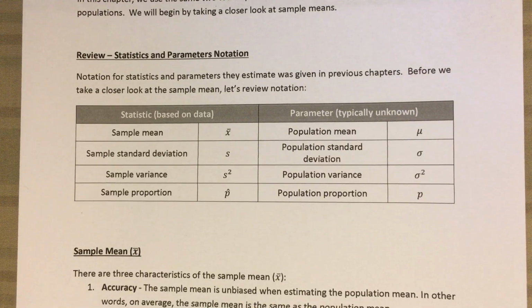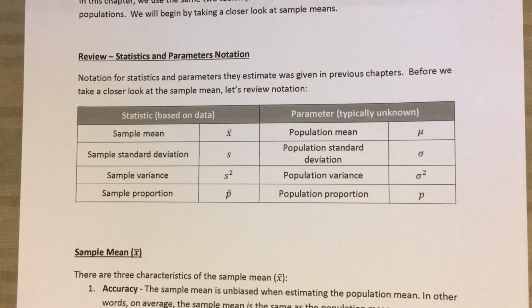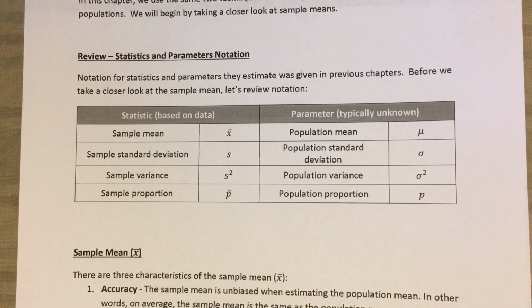Okay. Just to review, in this table we have pretty much all of our different notation that we've looked at throughout the semester. In Chapter 7 and Chapter 8 we were focusing on the last row of this table, our sample and population proportions. In this chapter we're going to focus on the top row of this table. We're going to talk about our sample means and our population means.